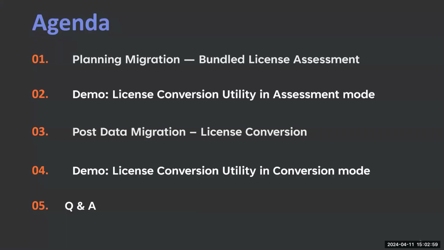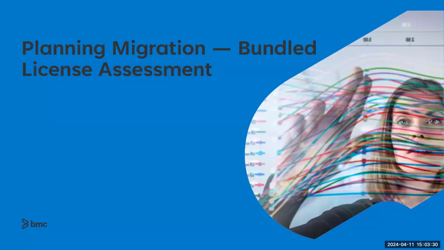After you have migrated initial data, you will need to convert the licenses. I will explain this step in more detail. Next, we will see another demonstration of the license conversion utility, but this time in conversion mode. Here, we will actually convert your classic licenses to new bundle licenses. Finally, we will have time for any questions and answers you may have about the license conversion utility.